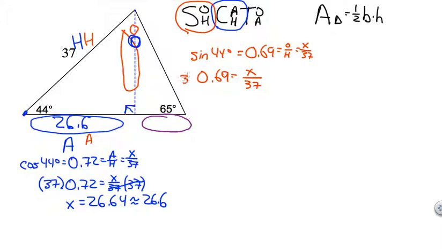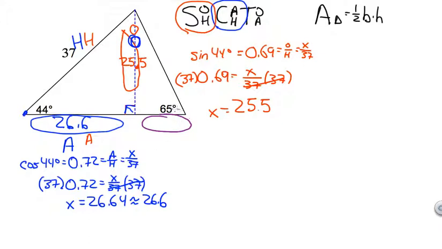If I multiply both sides by 37, I end up getting rid of the 37 in the denominator, and I end up with x equals 25.5. Okay, so now I know right here the height of my triangle is 25.5. Now that I have that height, now I have another triangle here where I have one side, 25.5.